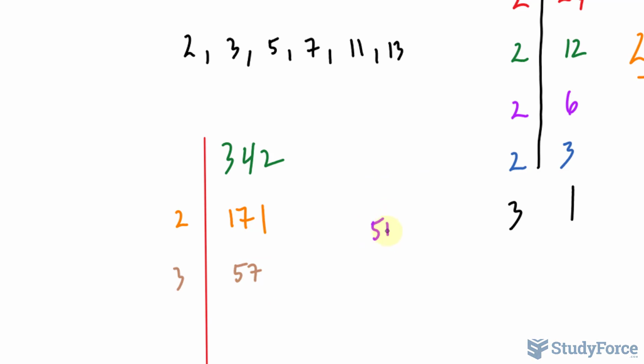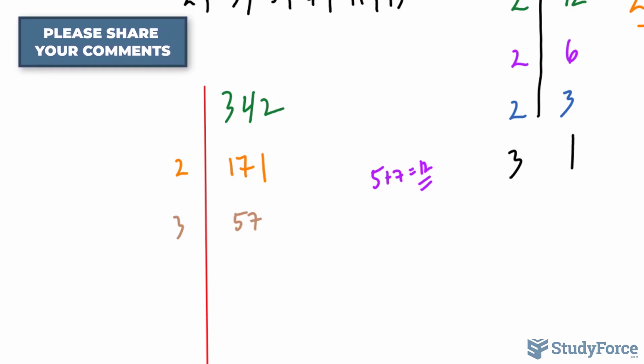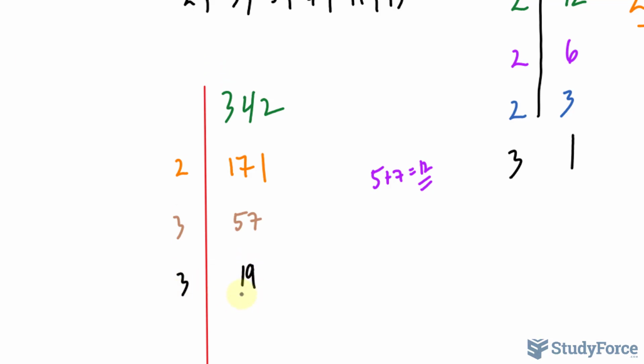Again, a little trick. 5 plus 7 is equal to 12. 12 is a multiple of 3, therefore 57 should divide into 3 as well. 57 divided by 3 is 19. 19 is a prime number, so you should write down 19 along this column. That makes this a 1, so we can ignore.